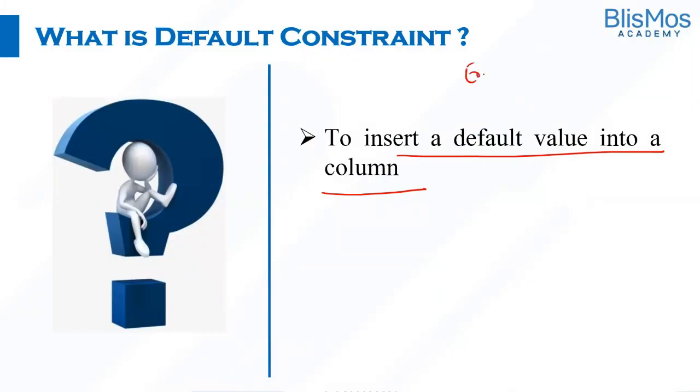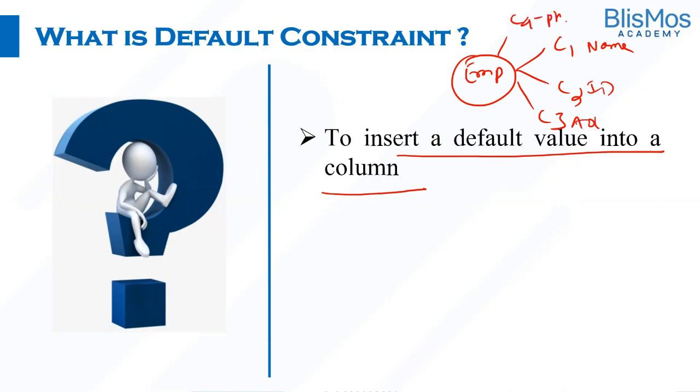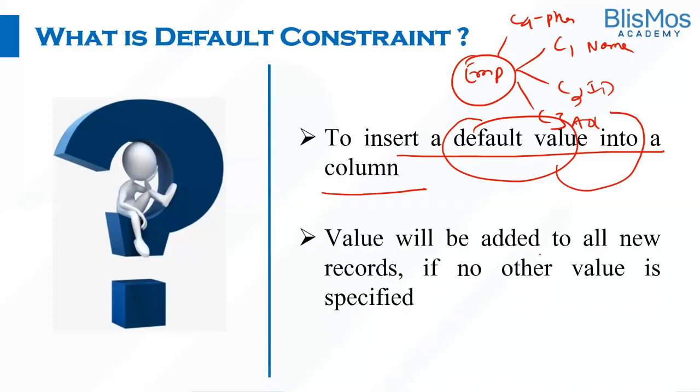Assume you have an employee table. It has multiple columns, column 1, column 2, column 3, like name, ID, address. Also, let us say column 4, phone number. Do you think all the employees will have all the data? Not necessarily. That is where we need to insert the default value wherever the data is not available for a particular record. So the value will be added to all the new records if no other value is specified while inserting the data or loading the data into a table.